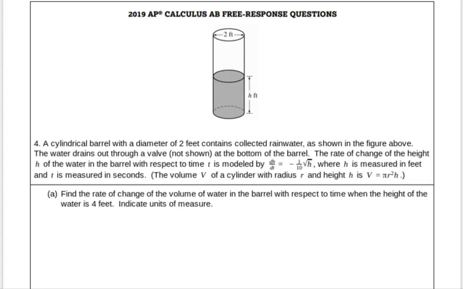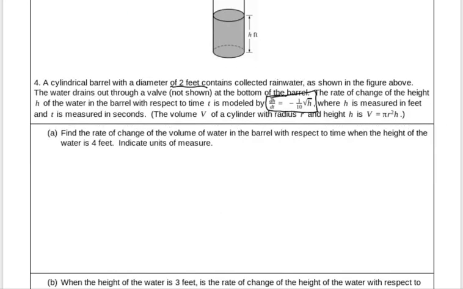Everyone, this is the 2019 free response question number 4. We're given a cylindrical barrel with a diameter of 2 feet that's collecting rainwater. The water is draining out through a valve on the bottom. The rate of change of the height is modeled by this equation, where h is measured in feet and t is measured in seconds, and they give us the equation for volume.